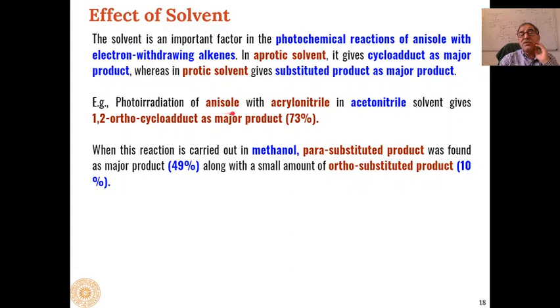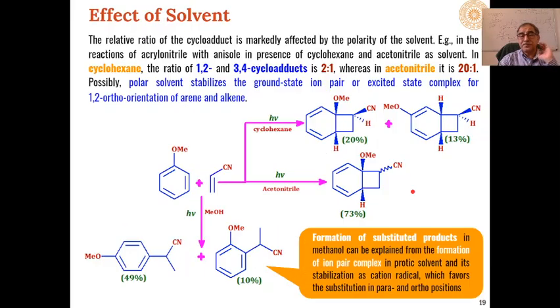So photoirradiation of, for example, anisole with acrylonitrile in acetonitrile as the solvent gives 1,2 orthocycloadduct as the major product, whereas if we carry out the same reaction in methanol, then para substituted product is formed in 49% along with a small amount of ortho substituted product. And if we do the same reaction, for example in this case, as you can see from the reaction, if anisole is reacted with this cyanoethene, vinyl cyanide, then if we use cyclohexane, a non-polar solvent, then we will get these two products.